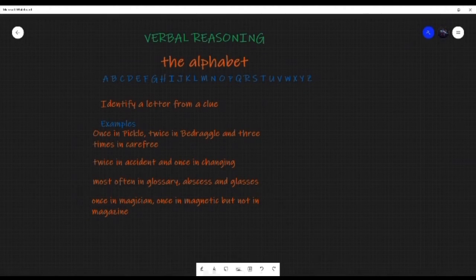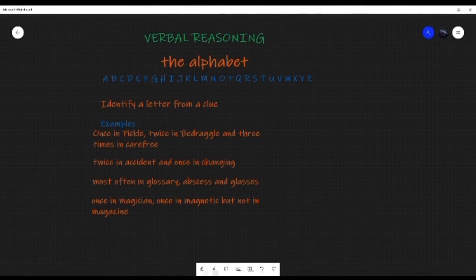Appears more than once. So what appears more than once in all three? Well, S in glossary, S in abscess, and S in glasses, which means the answer is S. Very easy. Just make sure you read it properly so you know exactly what's happening.